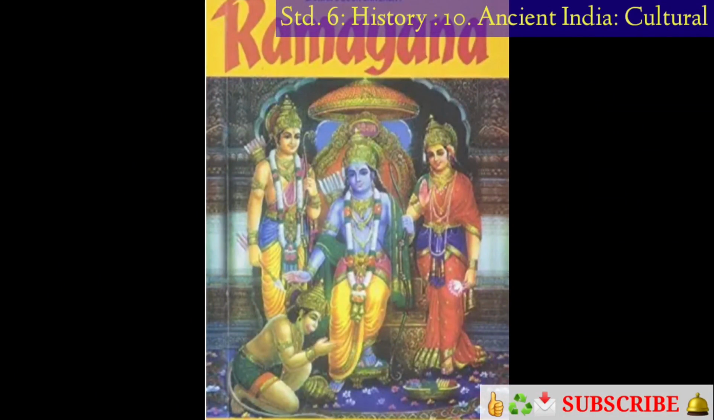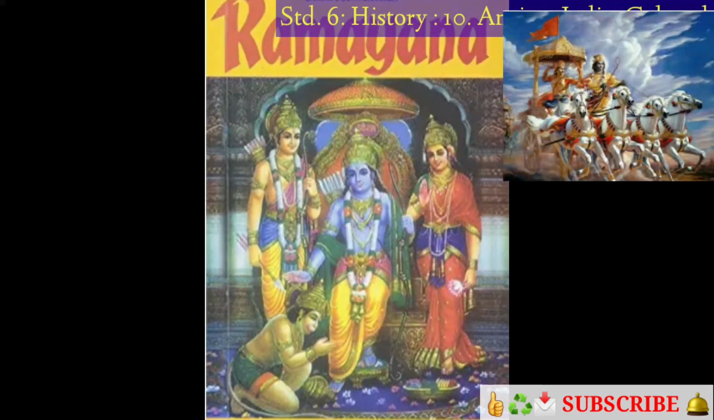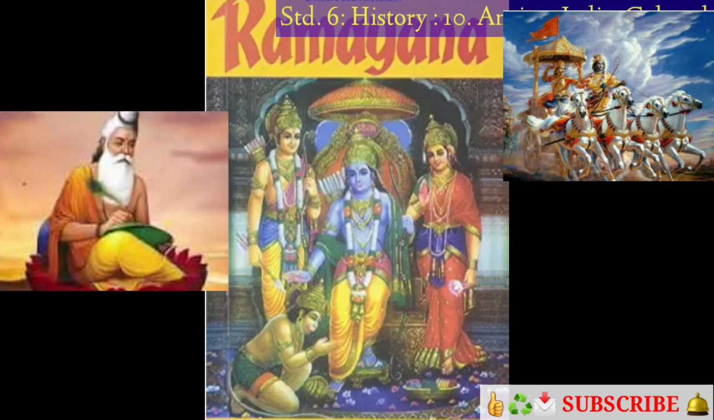Now students, we shall study Arsha and classical epics. Ramayana and Mahabharata are the two Arsha epics of ancient India. Arsha means composed by rishis or sages. The Ramayana was composed by the rishi Valmiki. The main character of Ramayana is Sri Ram.